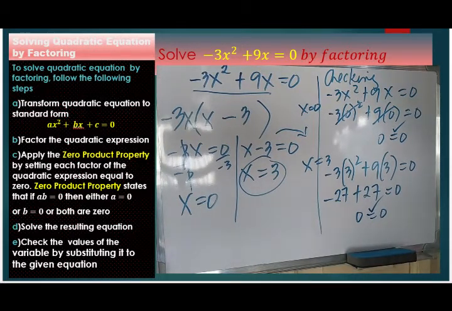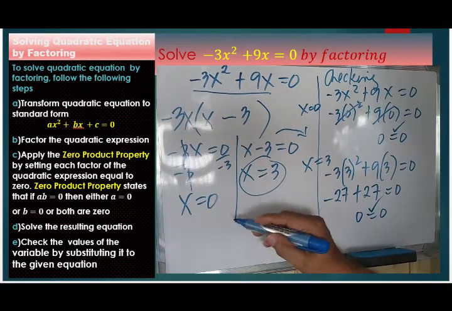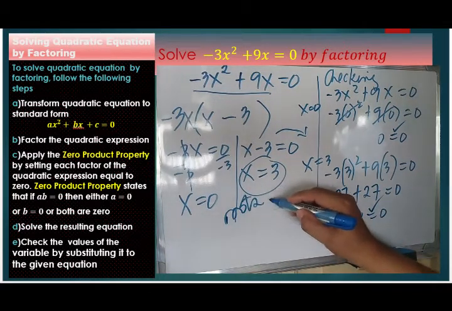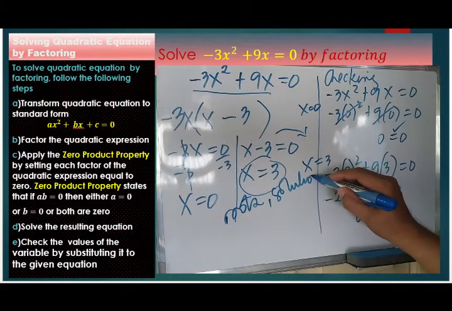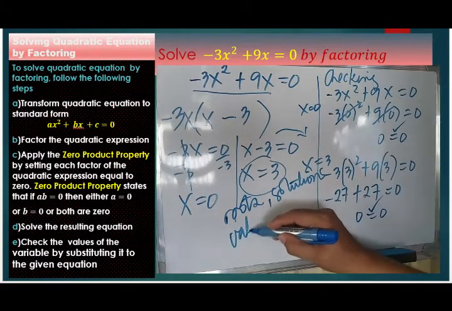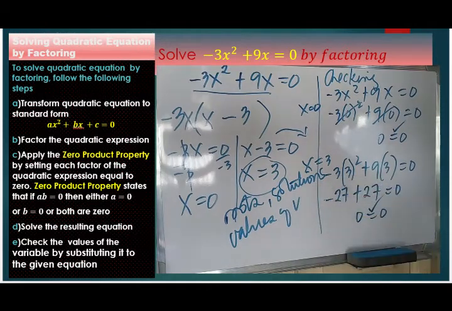So meaning to say, 0 and 3 are the solutions of our quadratic equation negative 3x squared plus 9x is equal to 0. Reminder: 0 and 3, we call them the roots. What else? You may call them the solutions to the equation or the values of the variable.